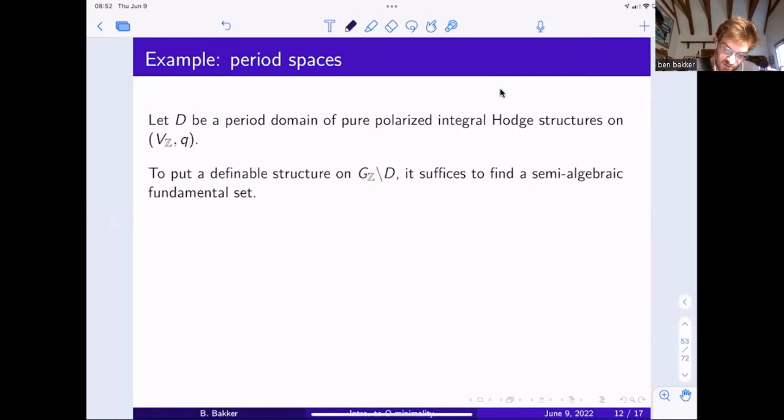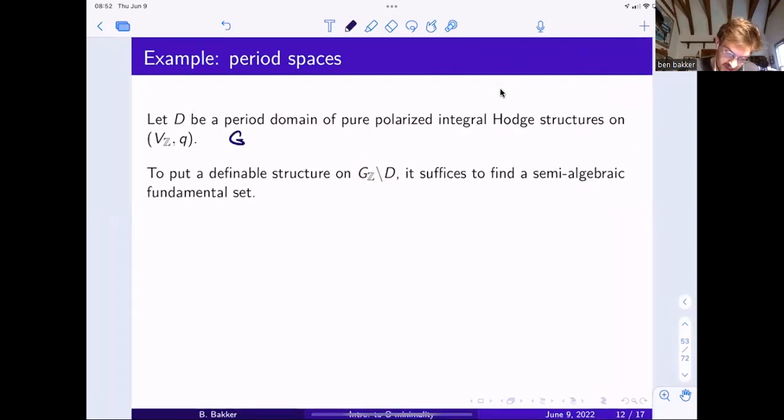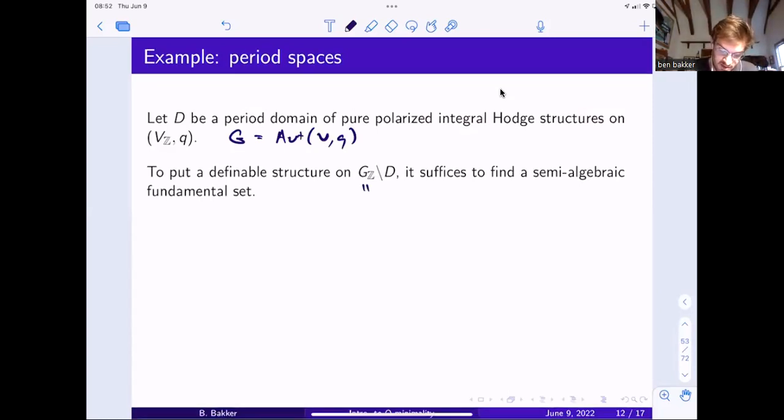Concretely, let me just say that this complex algebraic group that's floating around is just the automorphisms of V that respect this quadratic form Q. So this group G_Z is just the integral automorphisms of V_Z that preserve that form. In other words, in the odd weight case, it's the symplectic group. In the even weight case, it's the orthogonal group.